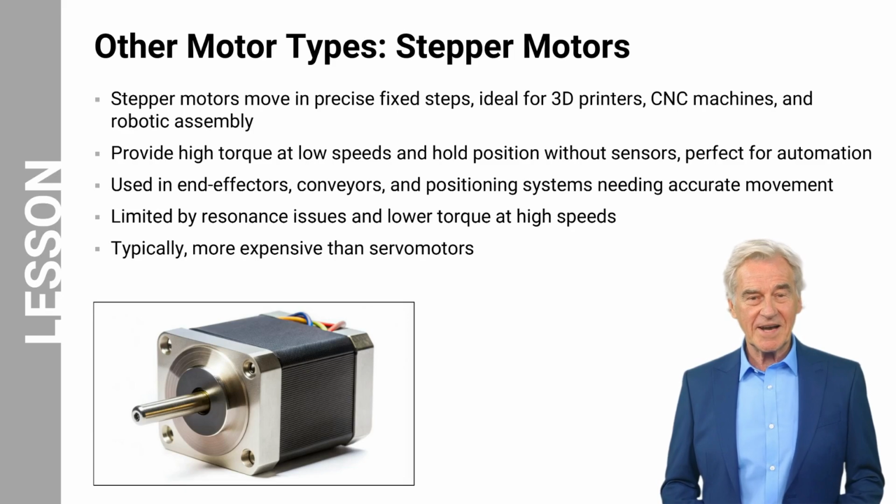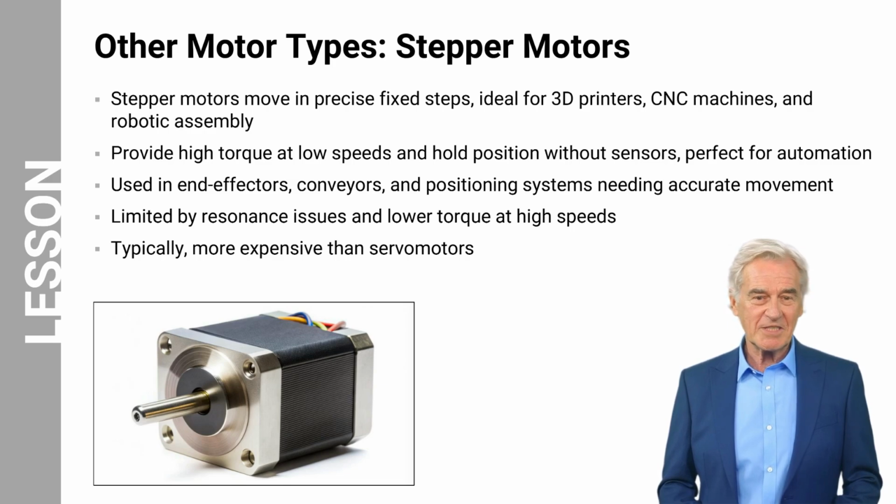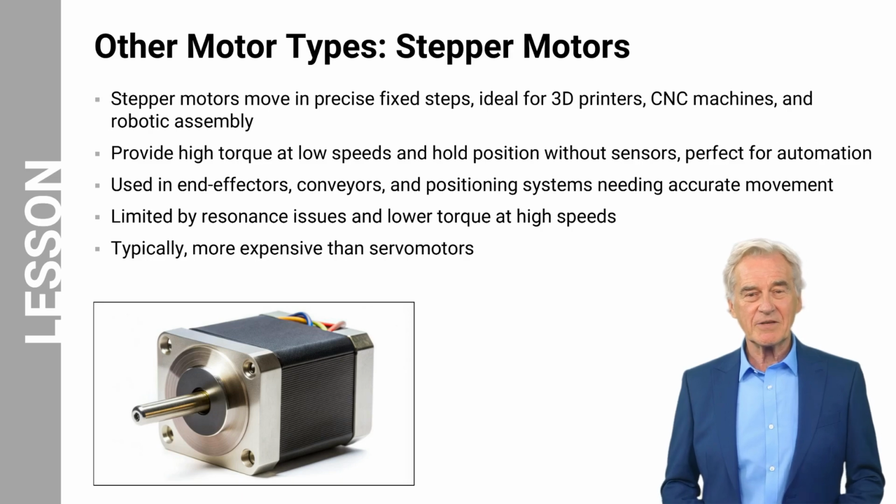In industrial robotics, stepper motors are commonly used for end effector control, conveyor systems, and precision positioning tables, where accurate incremental movement is critical. While stepper motors excel in precision control, they have limitations such as resonance issues at certain speeds and reduced torque at higher speeds, which must be considered during system design. Stepper motors are typically more expensive than servo motors.